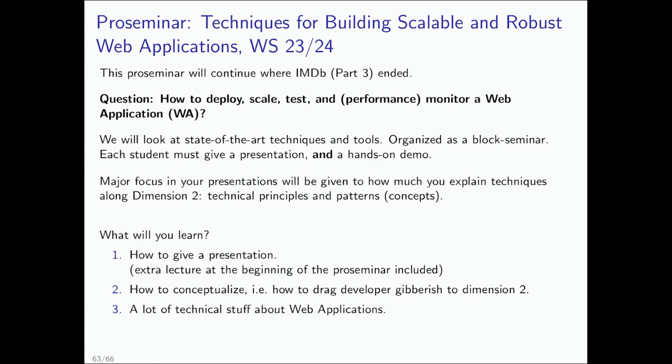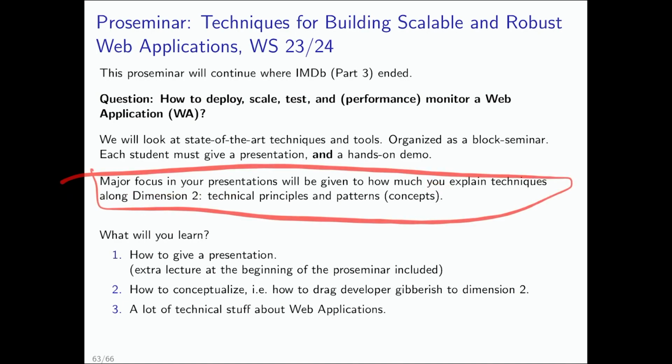And you should then give a talk about that, but also a hands-on demo. Not just "you execute this command and this happens," but really where we see that you understand what you're doing. The major focus in your presentations will be on how much you explain techniques along dimension 2: technical principles, patterns, and concepts.